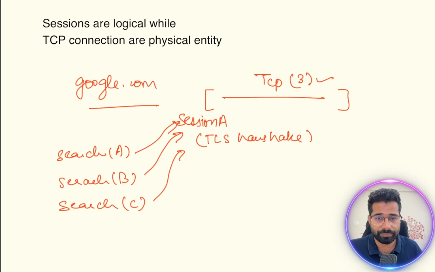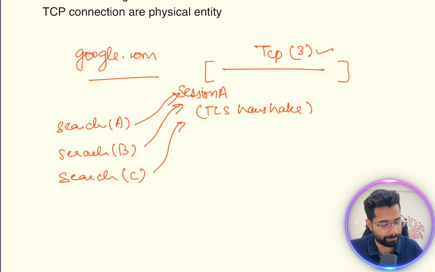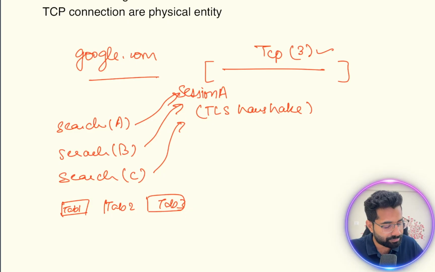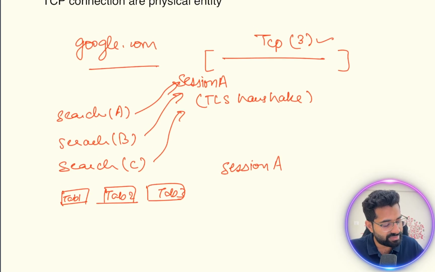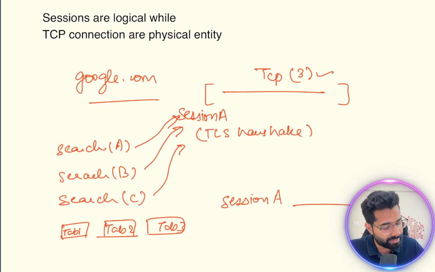Now let's assume you're doing it in parallel. Let's say you have three tabs open: tab 1, tab 2, and tab 3, and you are doing searches in parallel. Although the requests are coming in parallel, the same session A can be reused, and in session A, your same TCP connection will be used.